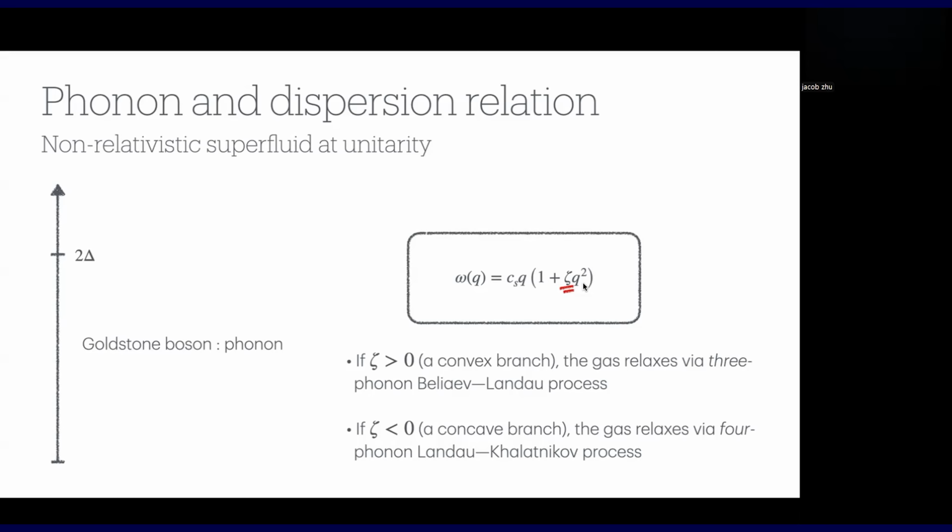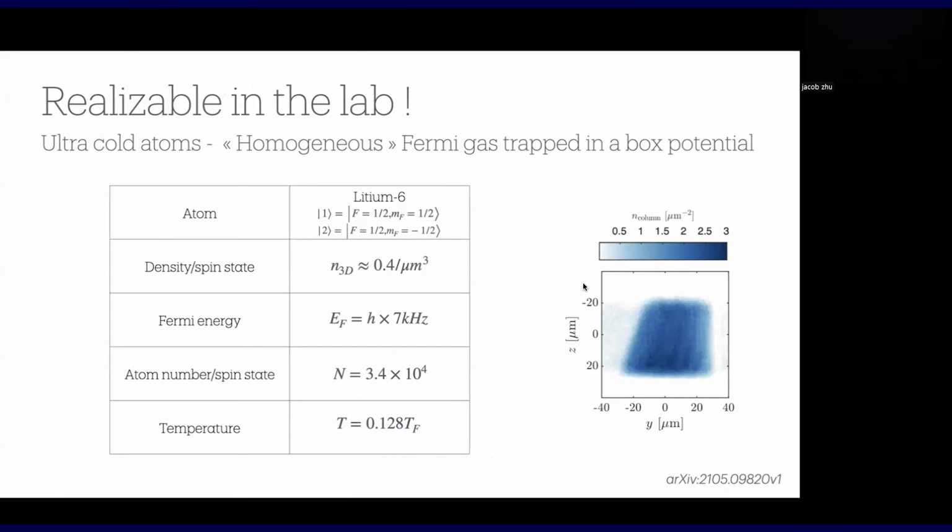If it's positive, it will be more three-phonon interaction. If it's negative, it's four-phonon interaction. And so the goal is to measure it experimentally and also to compute it theoretically to make a prediction about the sign of this cubic term. So there is an experimental paper that did exactly this. This is the arXiv number.